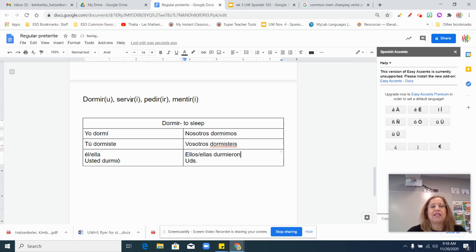And so the same thing, servir, it'd be normal. It'd be serví, serviste. And then that E would change to an I. It'd be sirvió. And over here, it'd be sirvieron. So there are some spelling changes. If you mess that up, it's not that big of a deal. You'd still be understood. That's the preterite.